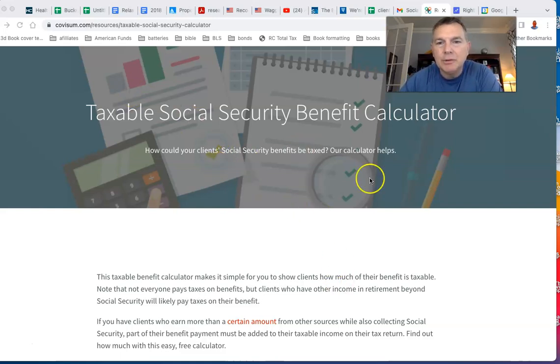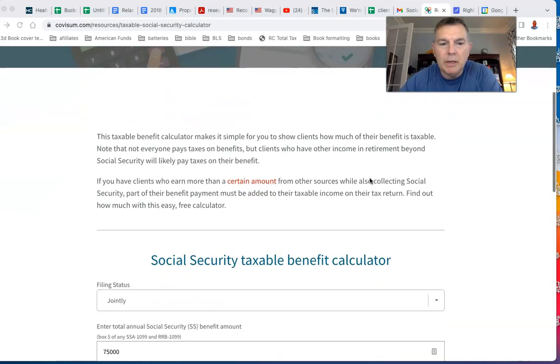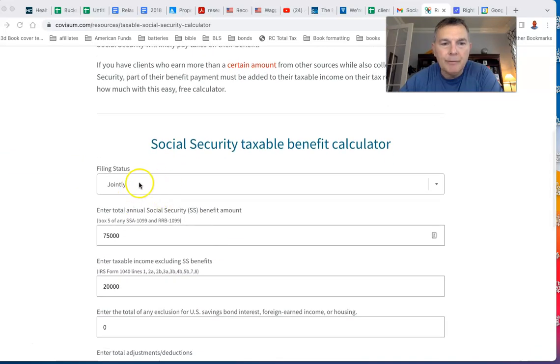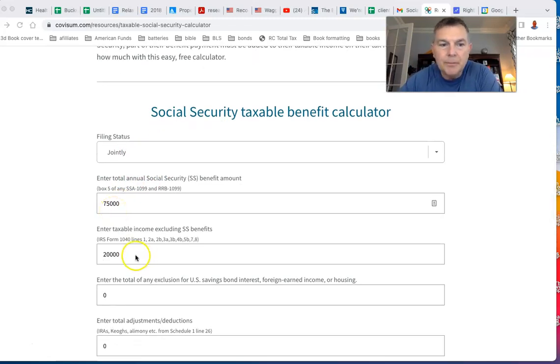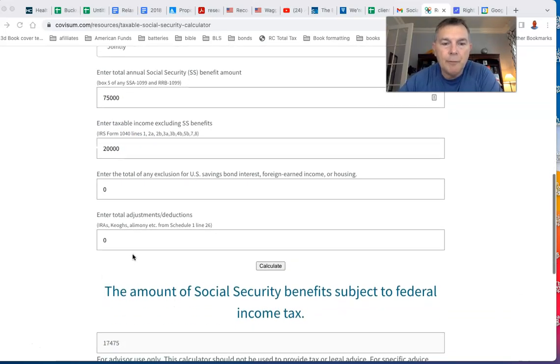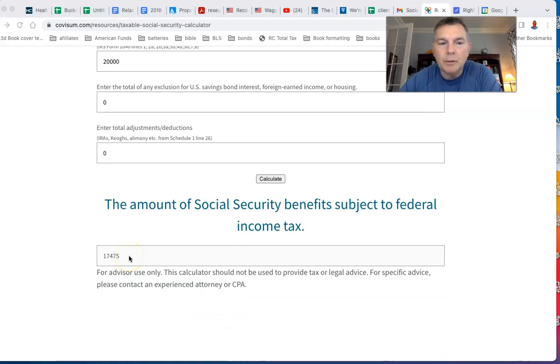Anyway, taxable Social Security benefit calculator. What we got here is a married couple filing jointly. They got $75,000 of Social Security. You can enter all this. What I did: $75,000 of Social Security, $20,000 of pension income. And the software says they're going to have $17,475 of their Social Security benefits subject to taxation.